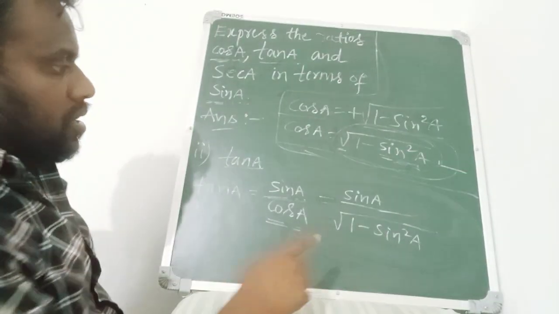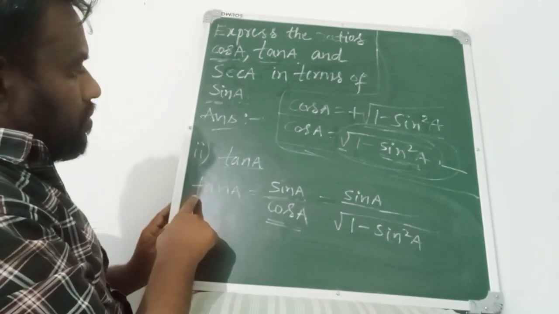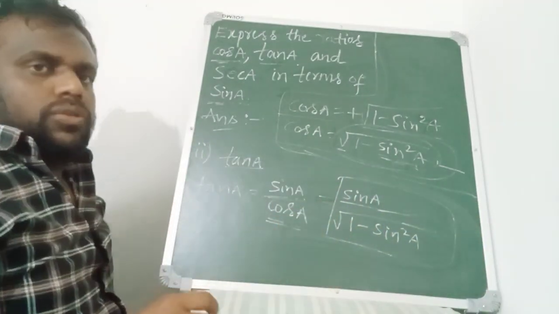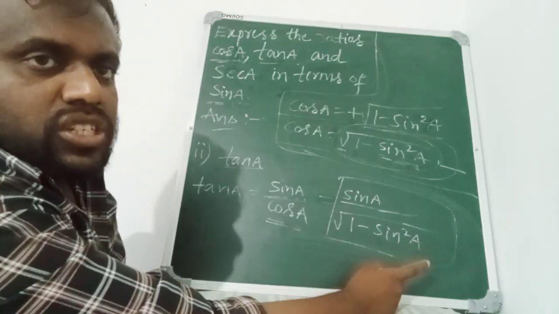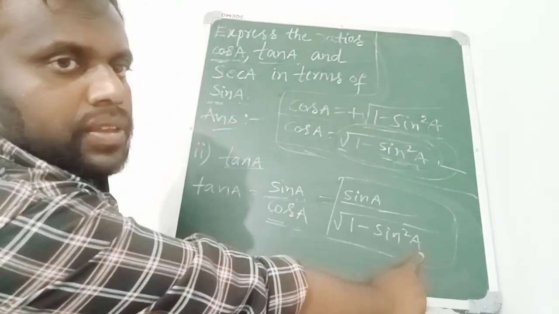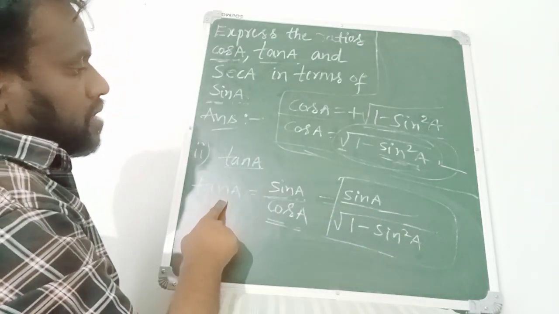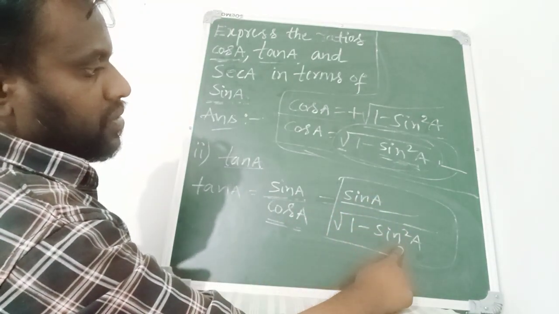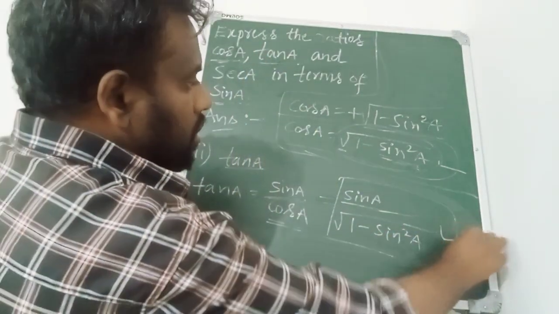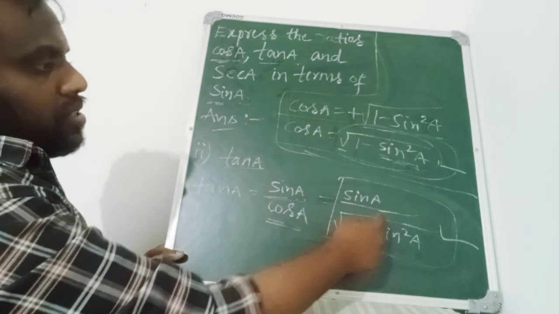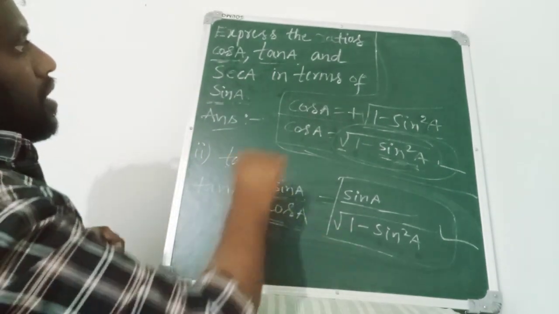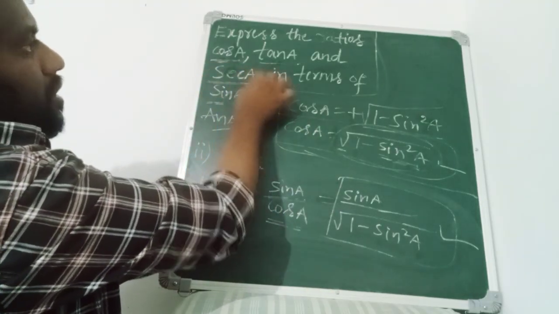Okay. Now see, we got tan A is equal to this. Now see, here the functions are only sin A. This also sin A, this also sin A. So that means tan A is expressed in terms of sin A. So according to the question, this is also done. Tan A also expressed in sin A. Next, one more function is there, secant A.